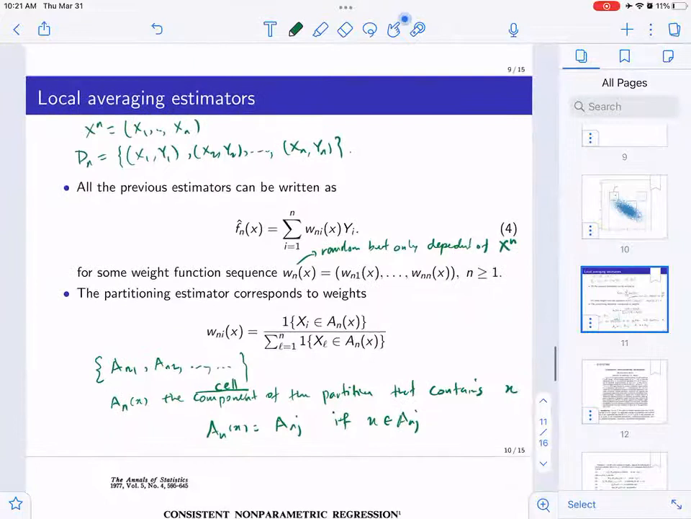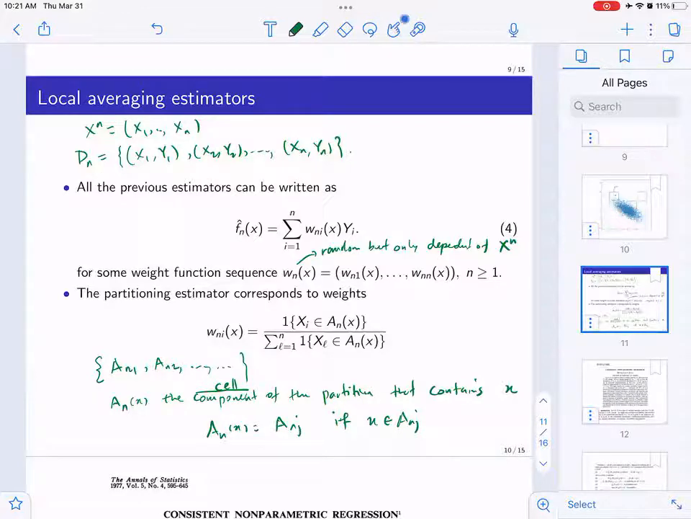Is this clear? We would like to have a general result about this type of estimator, a local averaging estimator where the weights are determined by the x's in the training. This would include the partitioning estimator, k-nearest neighbors, Nadaraya-Watson kernel estimates, and whatnot, but exclude, for example, decision trees.